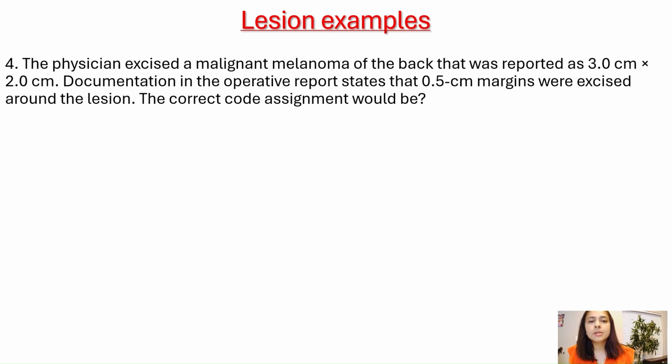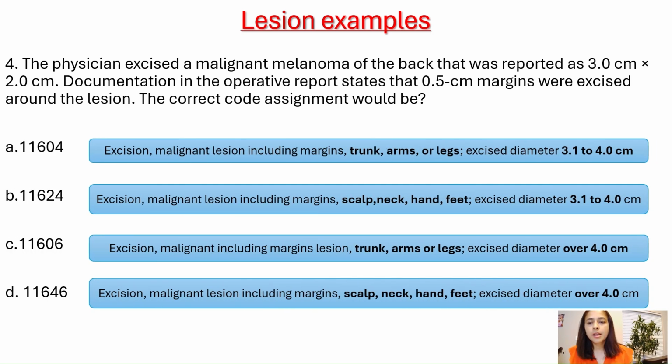Another lesion example: the physician excised malignant melanoma of the back that was reported as 3 centimeter times 2 centimeter. Documentation in the operative report states that a 0.5 centimeter margin was excised around the lesion. The correct code assignment would be, from the options, and the description and the highlighted part are the important points that we need to consider when we select the options.